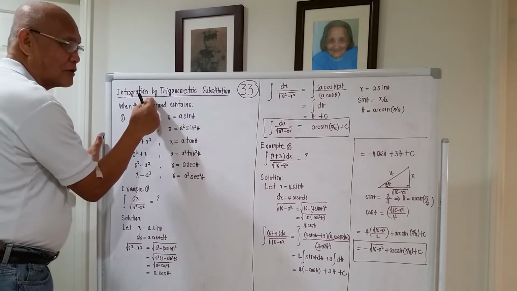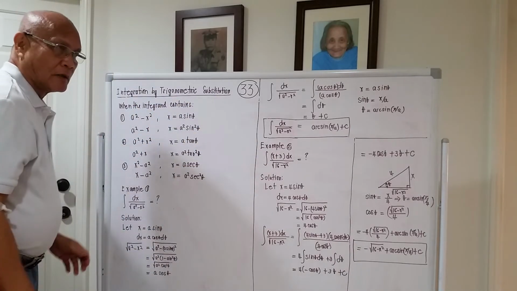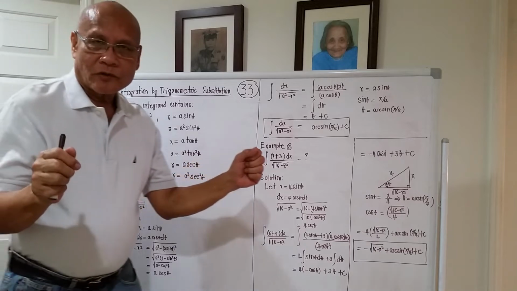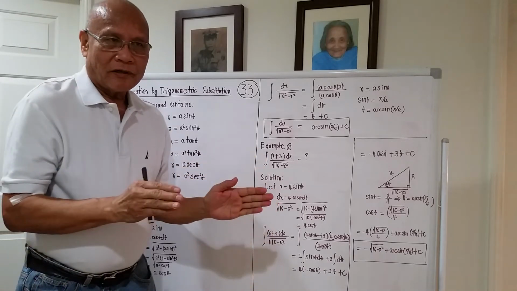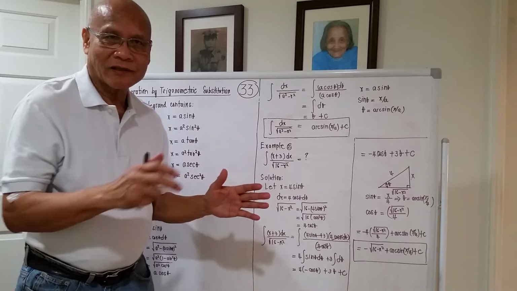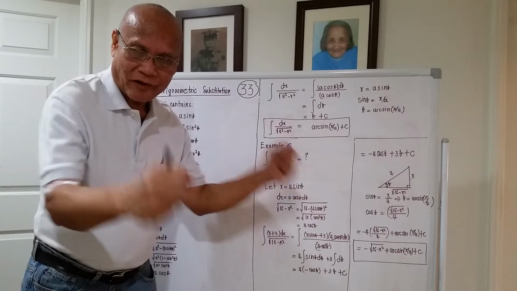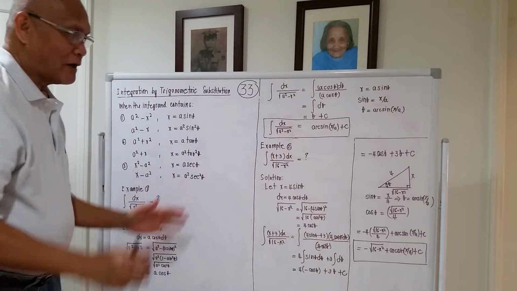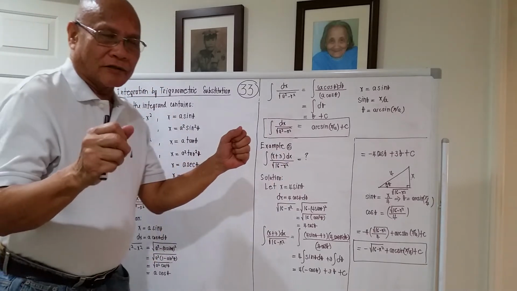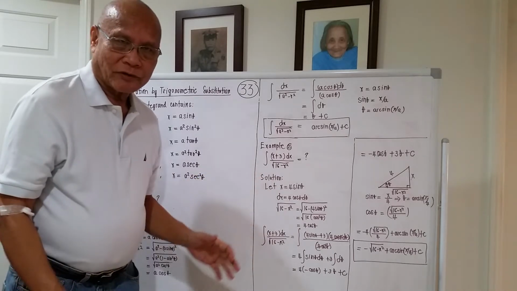Integration by using trigonometric substitution. Trigonometric substitution means it should be a function of sine theta, cosine theta, tangent theta, secant theta, plus the other two. That's trigonometric. Okay, there are 6 variations for the trigonometric substitution.